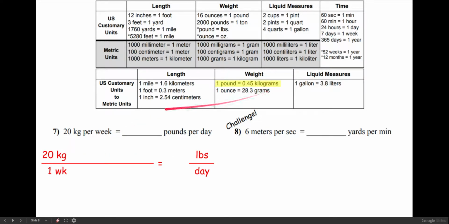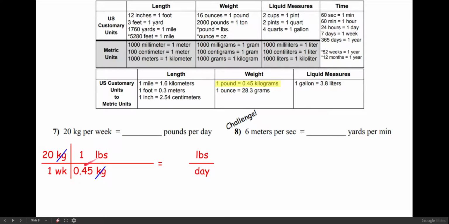Kilograms to pounds, 1 pound is 0.45 kilograms. So to cancel out the kilograms, I need to put it on the bottom. Pounds go on top. And let's take a look at the conversion. 1 pound is, let's cross that off. 1 pound is 0.45 kilograms.